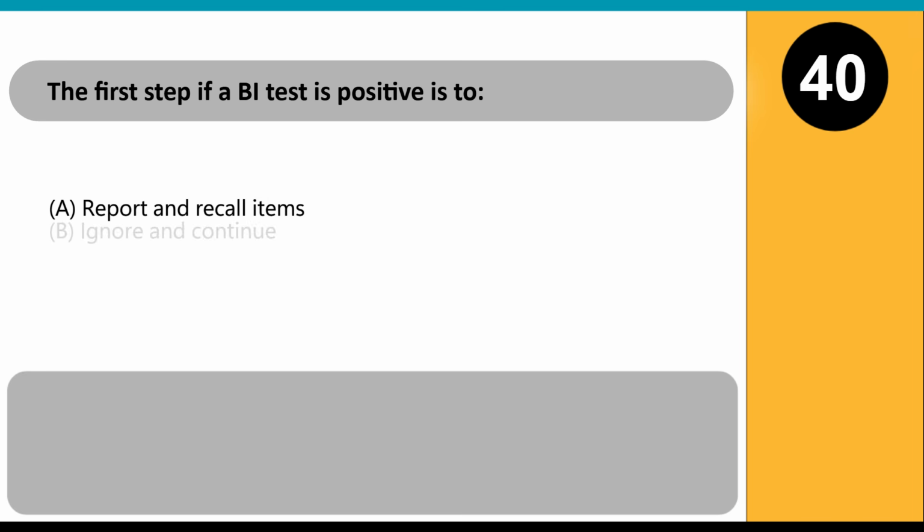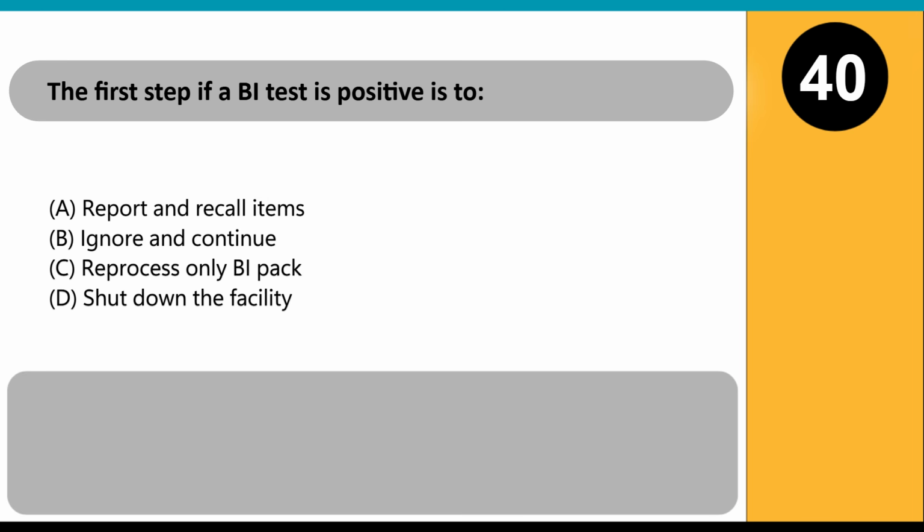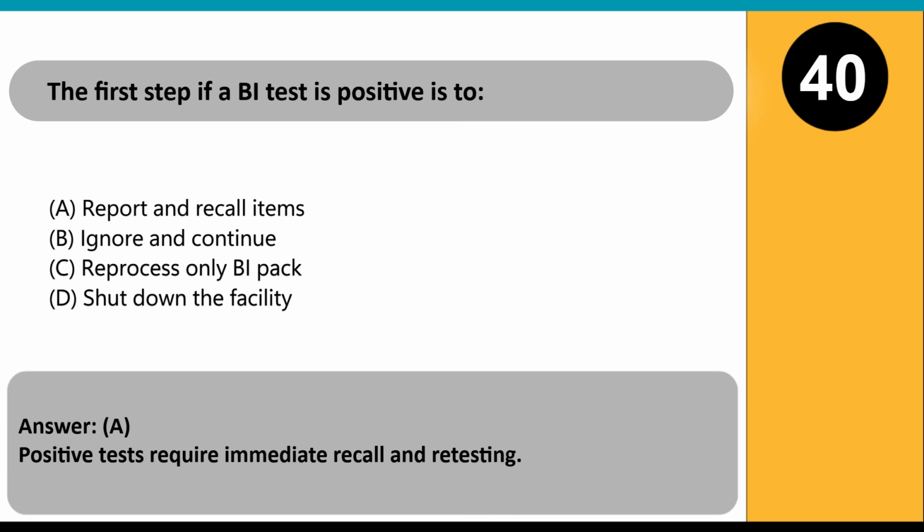The first step if a BI test is positive is to A. Report and recall items. B. Ignore and continue. C. Reprocess only BI pack. D. Shut down the facility. Answer: A. Positive tests require immediate recall and retesting.